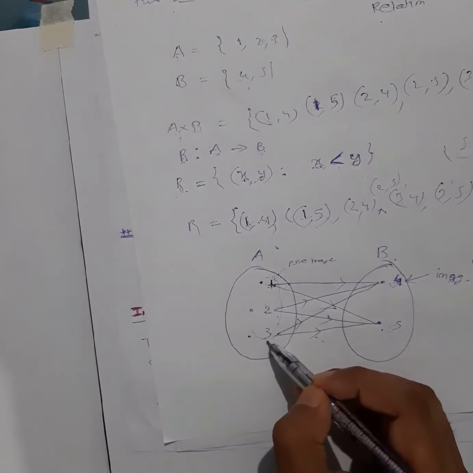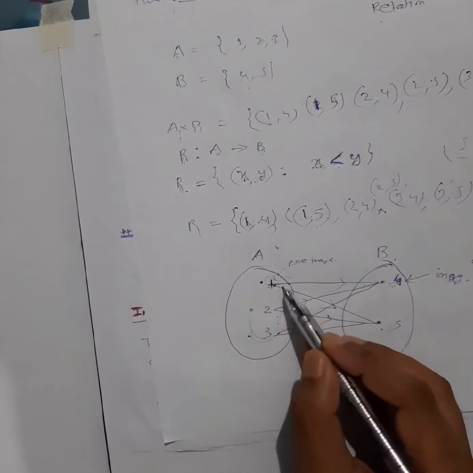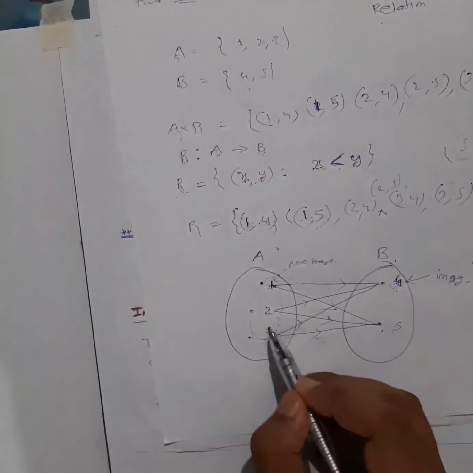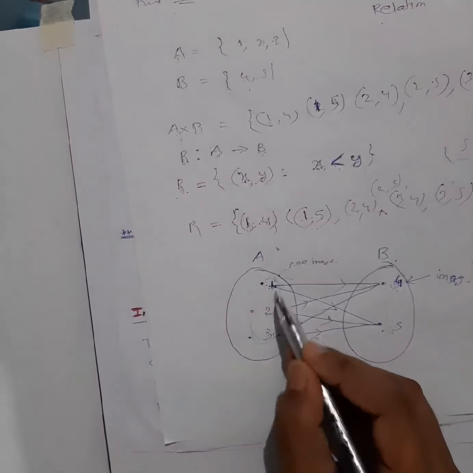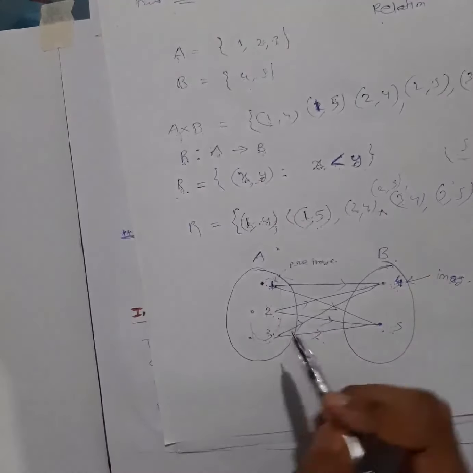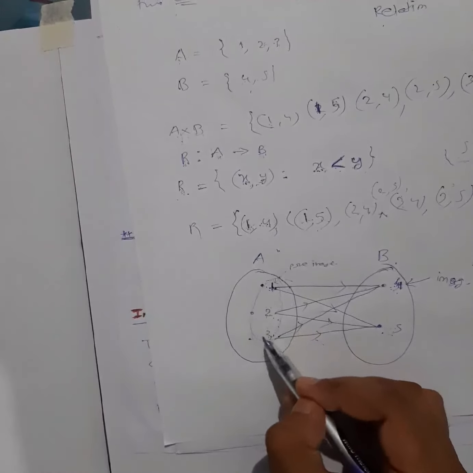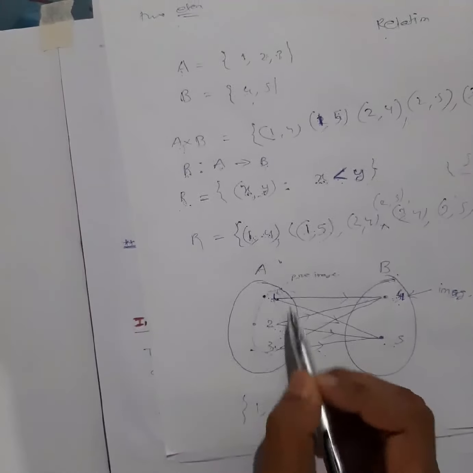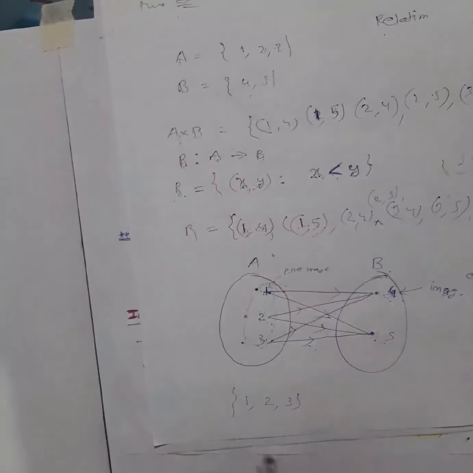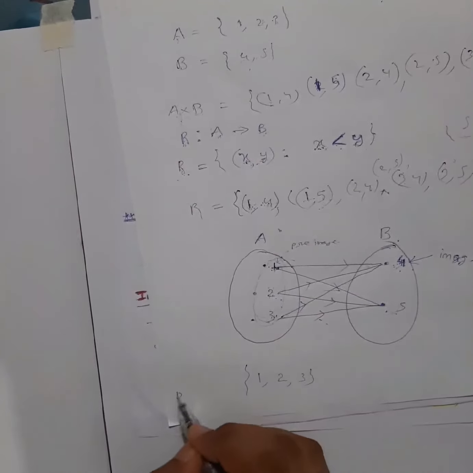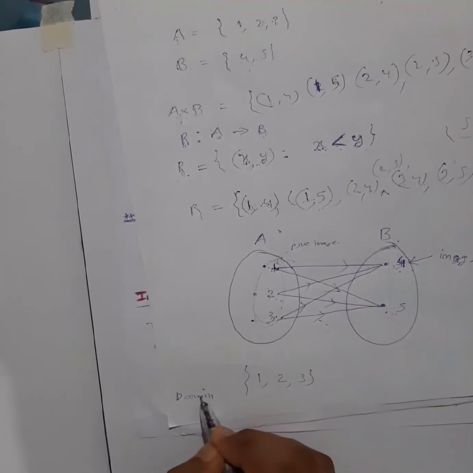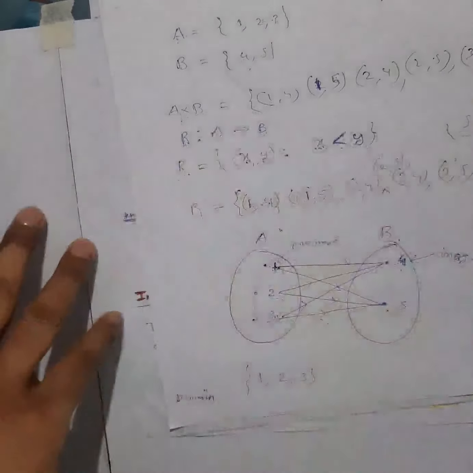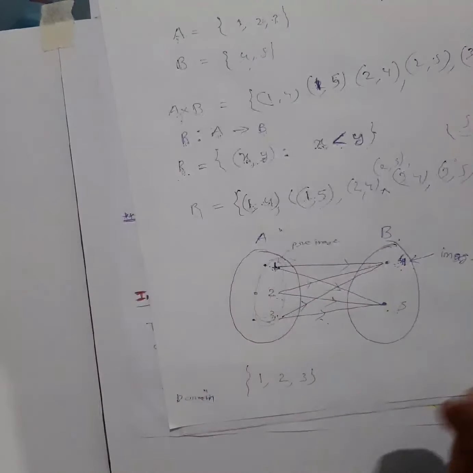Now see here, all these elements have an image here, right? What is the image of 1? 4 and 5. 2, 4 and 5. 3, 4 and 5. So all these elements have an image. So if you collect the elements which have an image in the second set, then this collection is called domain. A special name is given. Right now I have explained with the help of an example. I will give you all the definitions in another paper. You just note it down.